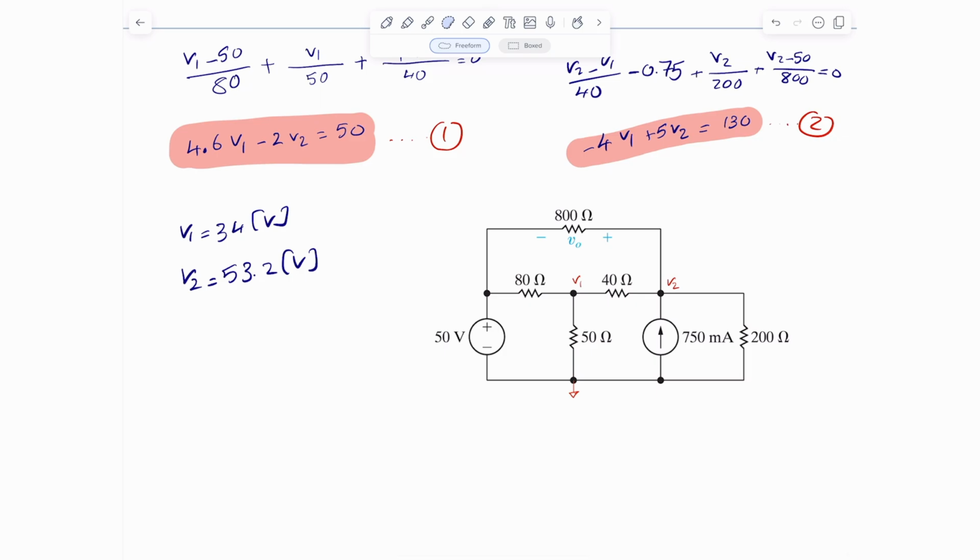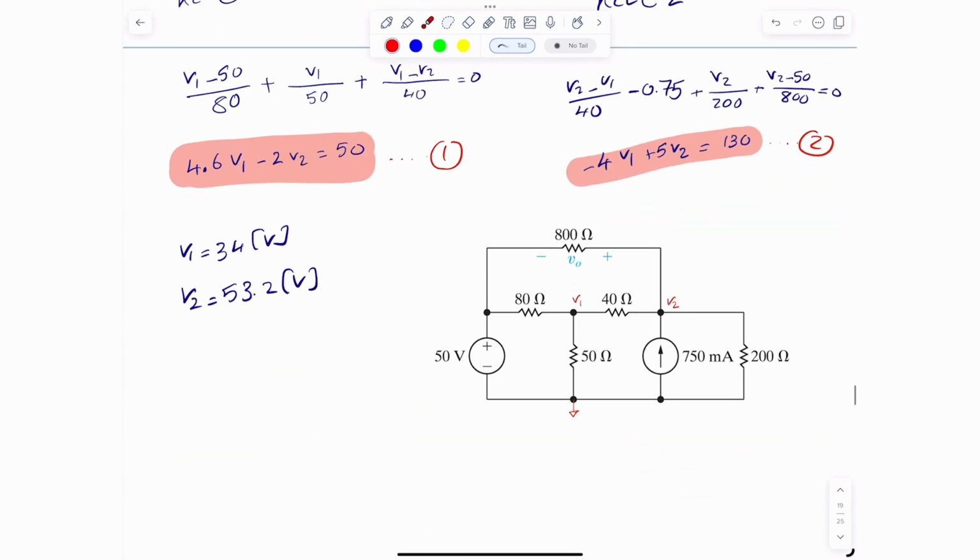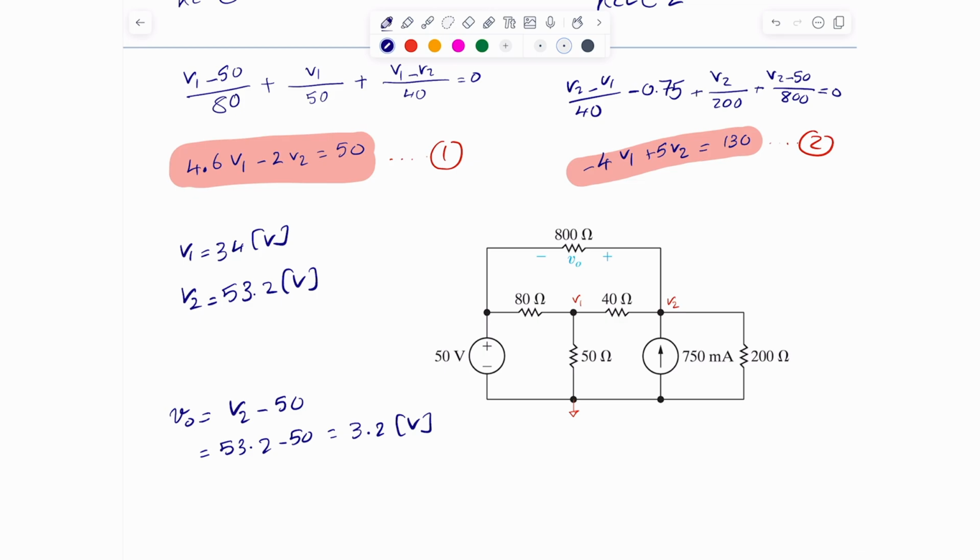So here's the image of the circuit. What we're being asked to do is to find the V naught in here. And simply, V naught is just V2 minus 50 volts. That is 53.2 minus 50, which is 3.2 volts. And that's about it. We can compute powers. We can compute voltages occurring throughout the circuit.